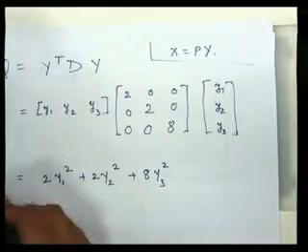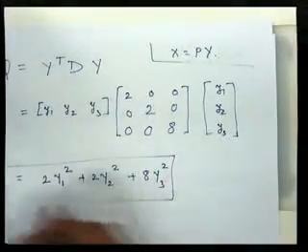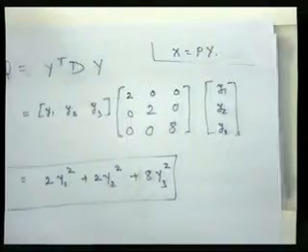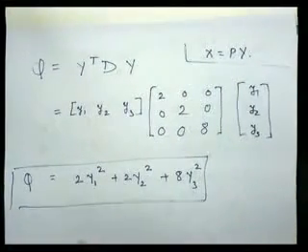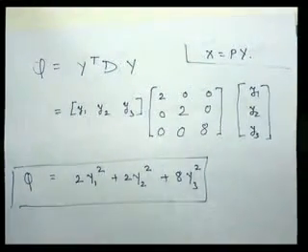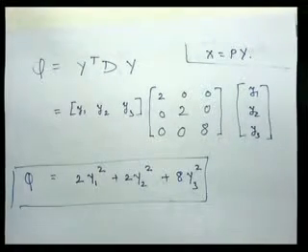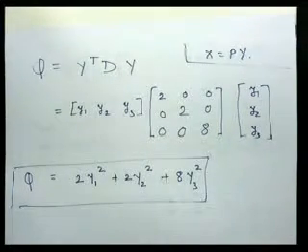So this is the Q, and observe that this quadratic form Q has only the square terms; there is no product term. This form of the quadratic form is called the canonical form, and this is how we get the canonical form of the given quadratic form.